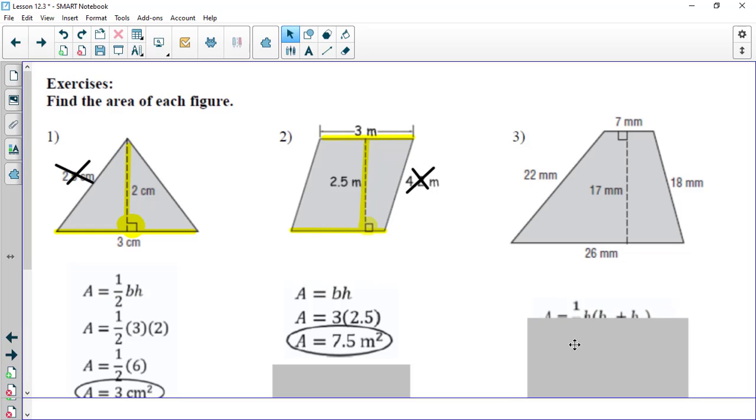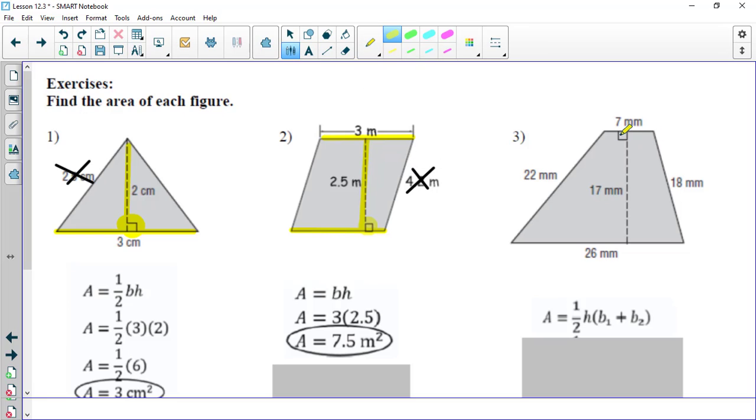This is a trapezoid. So the formula for the area of a trapezoid is half times the height, and then in parentheses, b sub 1 plus b sub 2. So I'm going to identify my right angle, which is here, and my parallel sides are going to be my 2 bases. So that's going to be this side, which is 7 millimeters, and this side, which is 26 millimeters. The height is going to be the distance between those 2 parallel sides, which is my not straight line, but 17 millimeters. I do not need the 22 millimeters or the 18 millimeters.